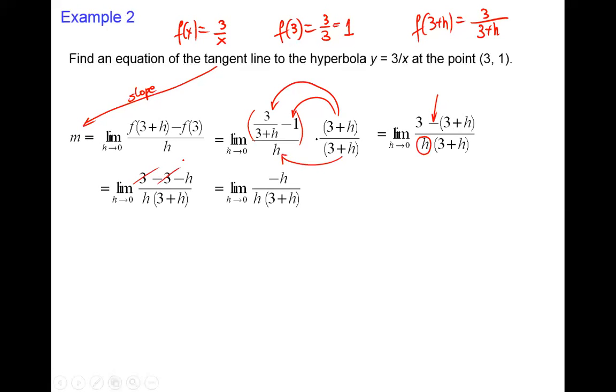And then, of course, 3 minus 3 is 0. And then I see my common factor. My problem is gone. 0 over 0 is gone. And now I can definitely substitute 0. The final answer is -3, -1/3.